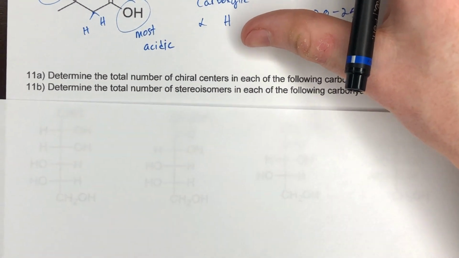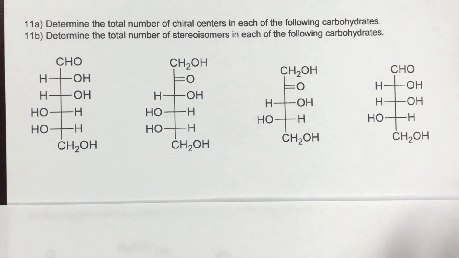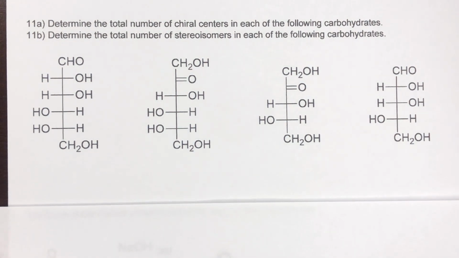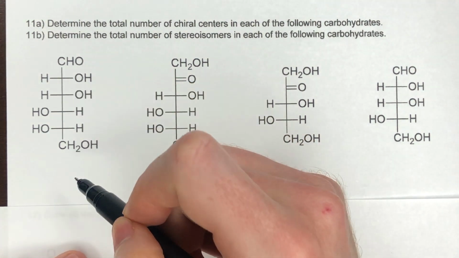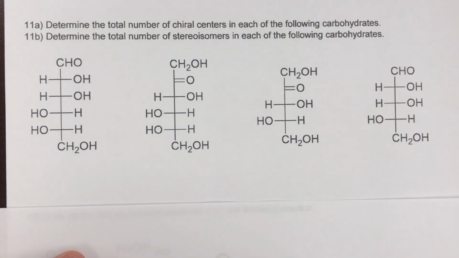Let's move on to question 11. 11 is back to this sugar stuff. We're asked to determine the total number of chiral centers for each of the carbohydrates, and then the total number of stereoisomers. For the centers, first, you just have to look at all carbons that have 4 different groups. If we look, just going top to bottom here, this is an aldehyde, so that is only going to have 3 groups.